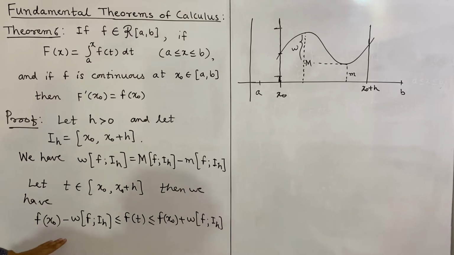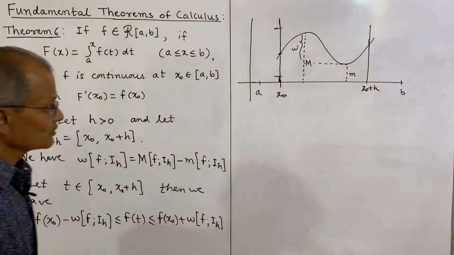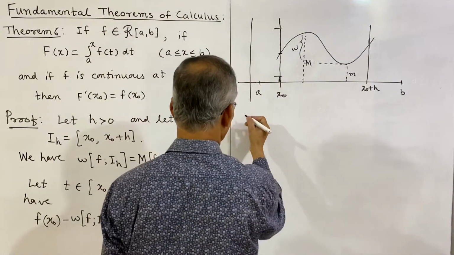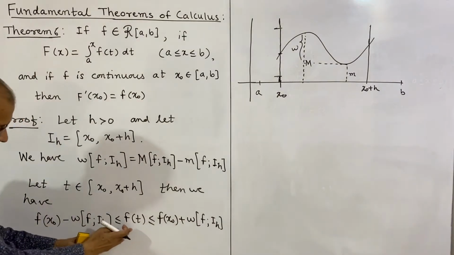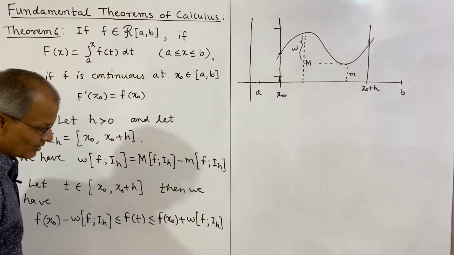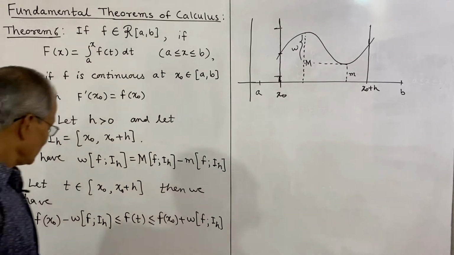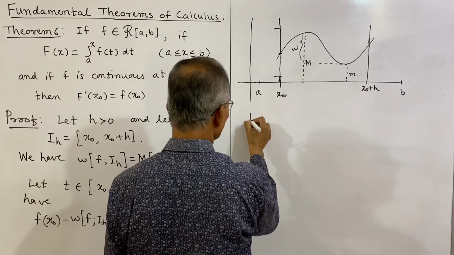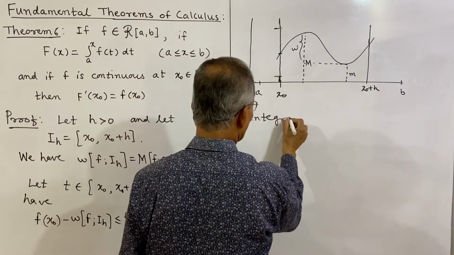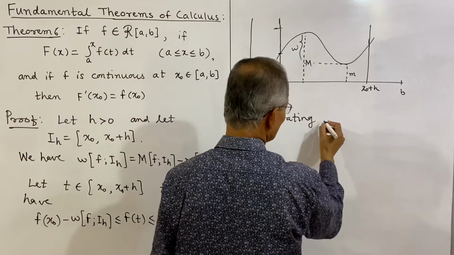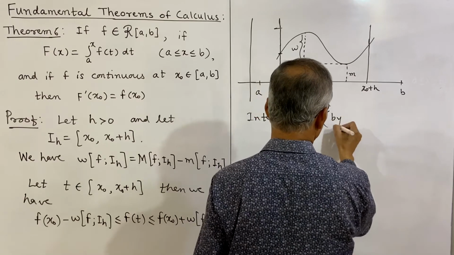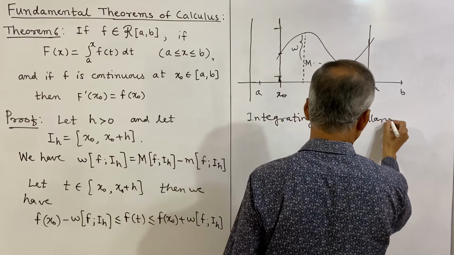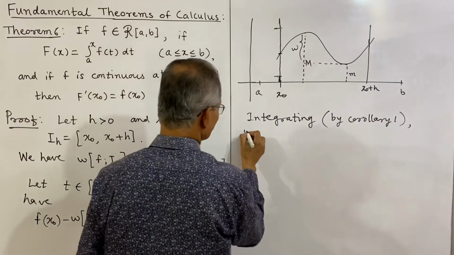Now, what we should do further is integrate this throughout, that means integrate each expression. This is by corollary 1. The integration of the first will be less than or equal to the integration of the second, which is less than or equal to the integration of the third expression. So, integrating and using this, by corollary 1, we have.